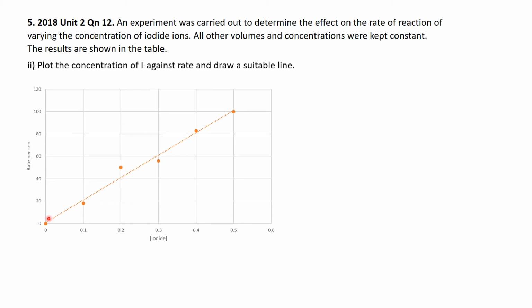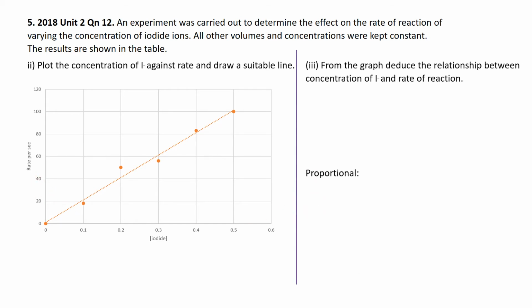And of course 0, 0 is a good particular point on this because if you hadn't got any iodide, you ain't going to get any rate of reaction. So anyway, looking at all this, I would have said that the relationship between the iodide and rate of reaction is that they are proportional.